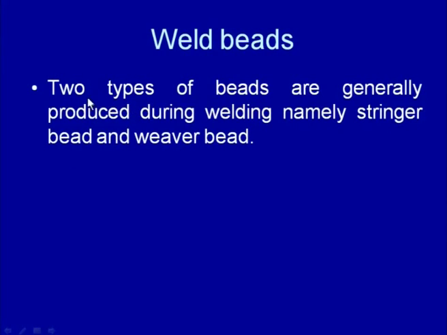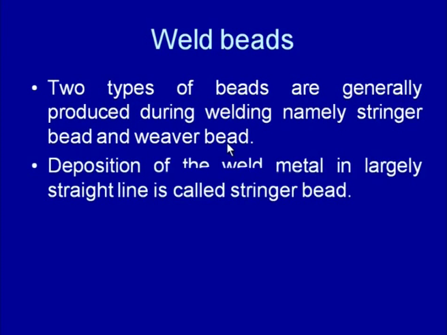Now, we will see that when the weld joint is made, the molten weld metal is deposited in the gap between the plates to be joined or in the groove. So, how the molten weld metal is applied in the gap between the plates to be joined indicates the way by which the weld bead is developed. So, the method of developing a weld bead is governed by various factors that we will look into. There are 2 types of beads which are commonly developed during welding. These are the stringer bead and the weaver bead.